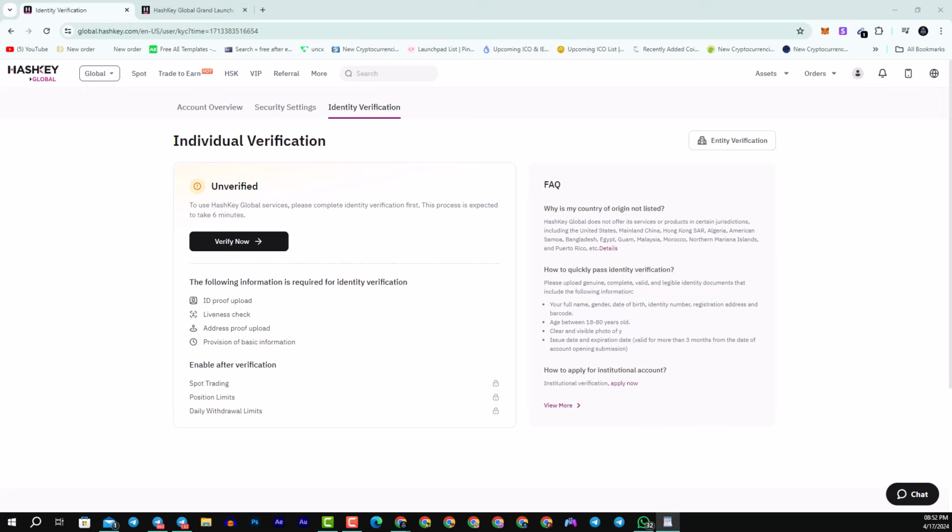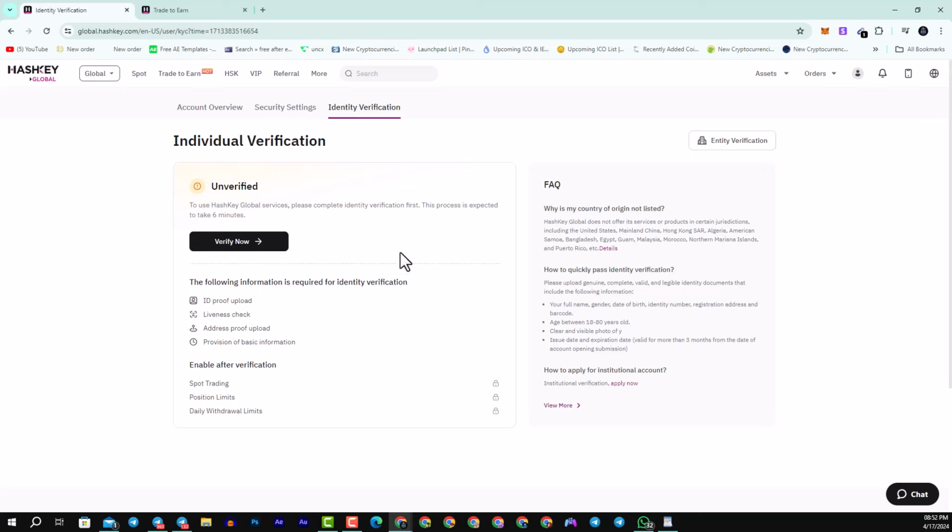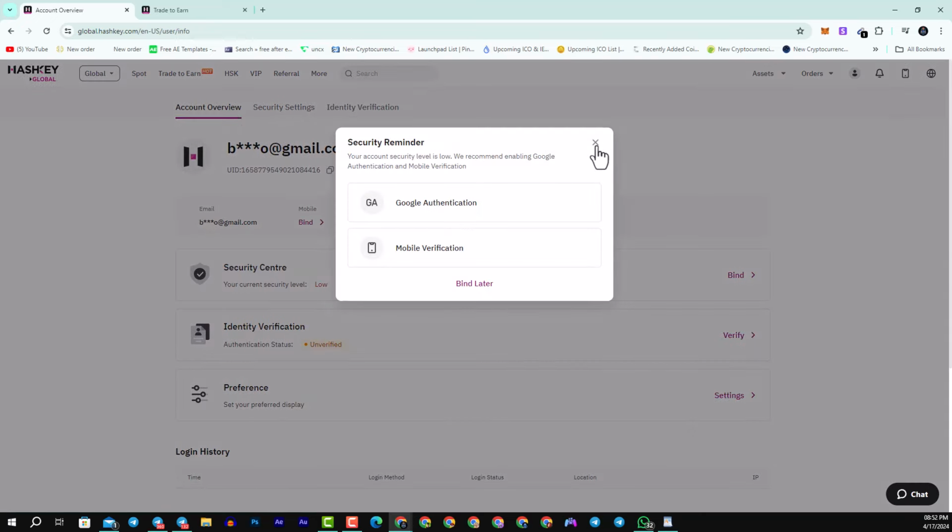HashKey is running an ongoing campaign: each 1,000 trading volume will be rewarded with 1.4 HashKey, with no cap on total reward, which is the last chance to get early HashKey prior to its listing. HashKey is expected to be officially listed in the near future. And here you can see the announcement of the campaign. So don't miss the chance to become rich.